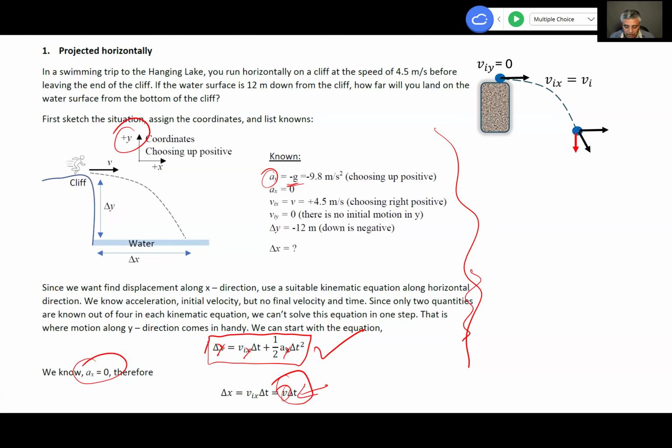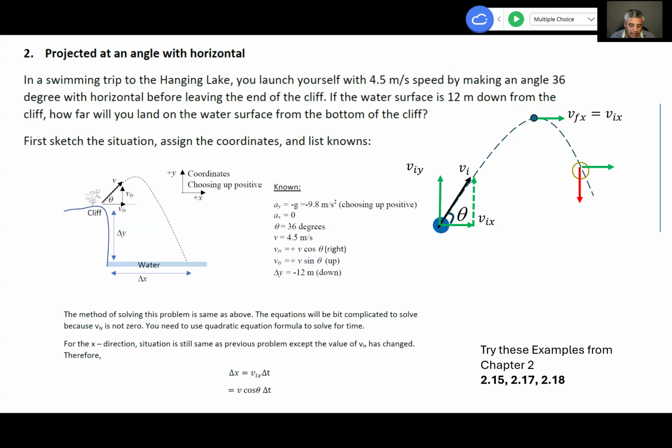It's fully done up to the final answer. And I don't know if I told you or not, although I made this question saying Hanging Lake. If you know Hanging Lake, you cannot jump and swim in Hanging Lake. I just made the question over there. So this is where, rather than just going like this, you are now going something like this. You become a projectile, like you were thrown at an angle with the horizontal, and that's what this question is. So you need to go through the same process and solve this.